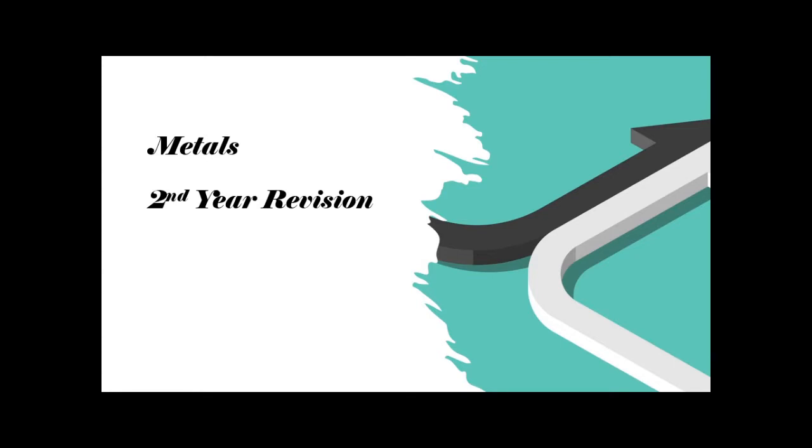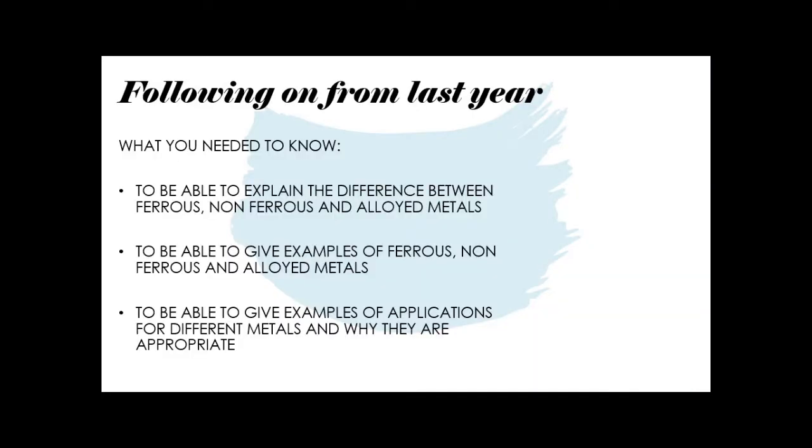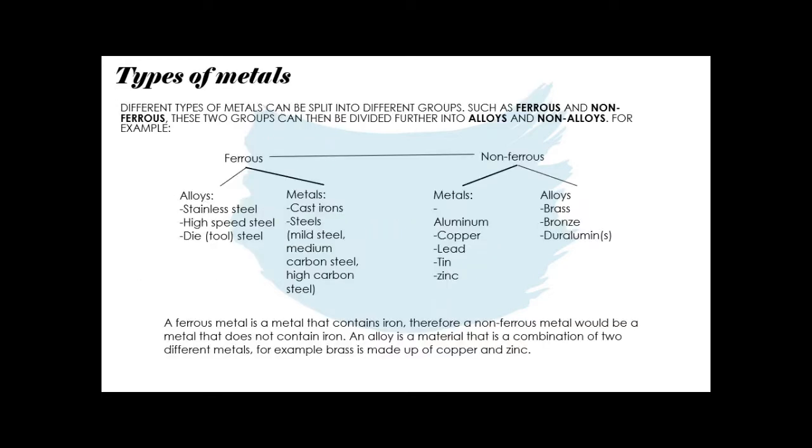Hey everyone, so today we're going to look at metals revision for the second year, so it's following on from the content covered in the first year. So just to recap, what you needed to know from the first year content was to be able to explain the difference between ferrous, non-ferrous and alloyed metals. You need to be able to give examples of each one of those categories as well, and then on top of that you need to be able to give some real life applications of those metals and why they are appropriate. So just a little recap.